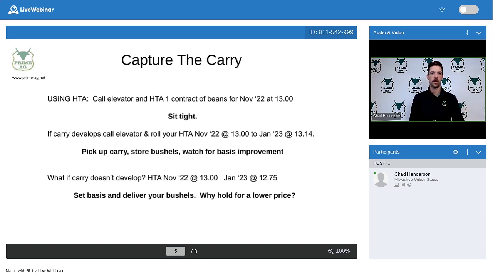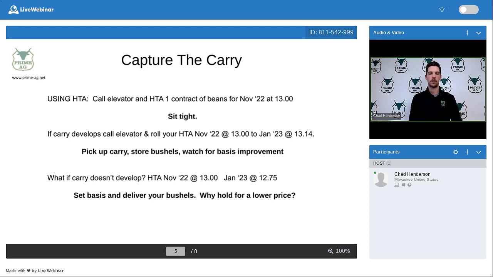And if carry develops as we go through the growing season, and let's say you have some storage and you like to deliver in December or early January, and you see the January 23rd contract is at 14 cents, which would be based on our previous numbers about full carry if you figure 7 cents times 2 months. What you would then do is you call your elevator, say, hey, I need to take that NOV contract and roll it out to January, and they would do that for you.